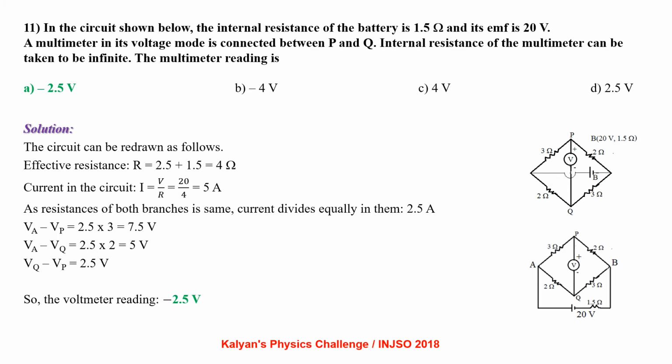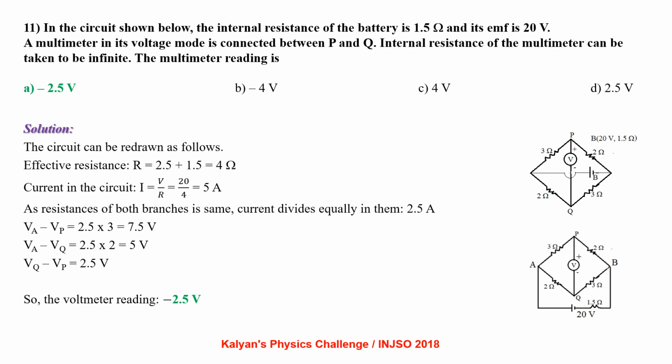Effective resistance R equal to 2.5 plus 1.5, that is 4 ohm. Current in the circuit I equal to V by R, that is 5 ampere. As the resistances of both branches are the same, current divides equally in them, that is 2.5 ampere. We can apply KVL here.